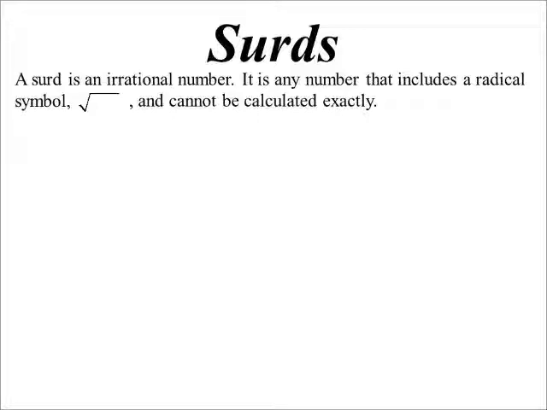and can't be simplified. So for instance, the square root of 4 is not an irrational number because we can work that one out, we can simplify it. It doesn't have to be a square root. Cube root of 2 would be an irrational number as well. So anything with a radical sign.